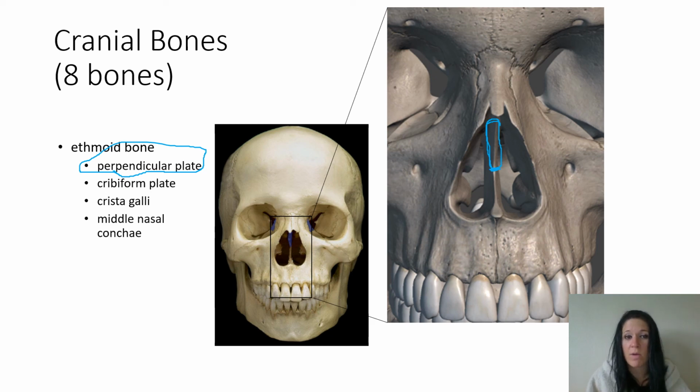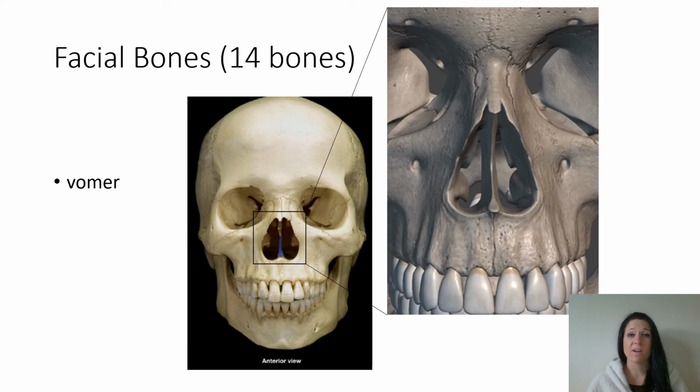And then also on the ethmoid bone, we have the middle nasal concha. We'll find those in red and circle them. Remember, these are the top bumps that you can see looking into the nose. So here we have the middle nasal concha. Now we are finished with the cranial bones, and we're going to move on to the facial bones.